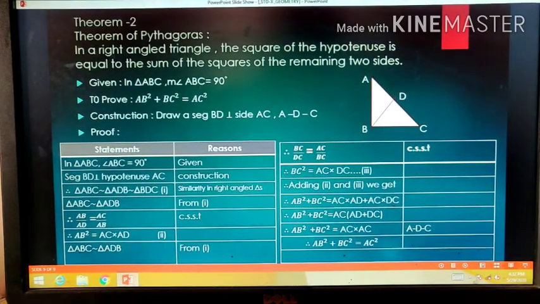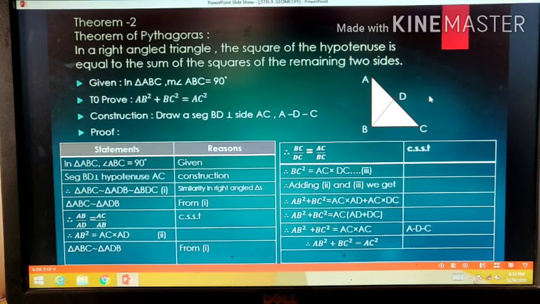Next, let's see the theorem of Pythagoras. How to prove this theorem? You already know the statement of the theorem, that is, in a right angle triangle the square of the hypotenuse is equal to the sum of the squares of the remaining two sides. What is the given part here? In a right angle triangle. Therefore, in triangle ABC, the measure of angle ABC is 90 degrees. This is given. Then we have to prove that the hypotenuse square is equal to the sum of the squares of the remaining two sides. That is, AC square is equal to AB square plus BC square.